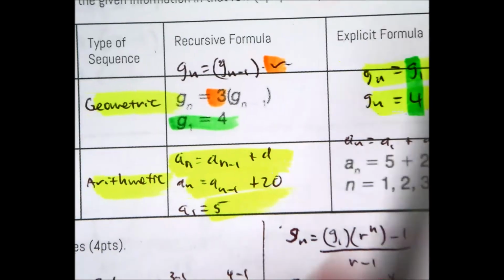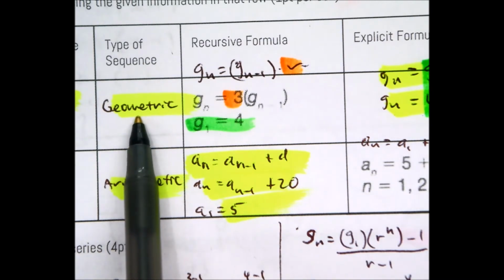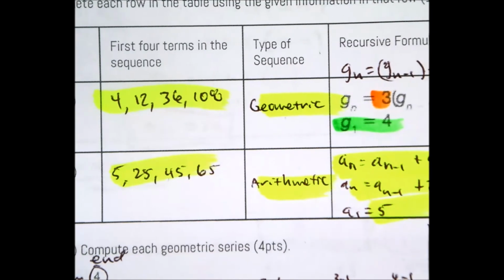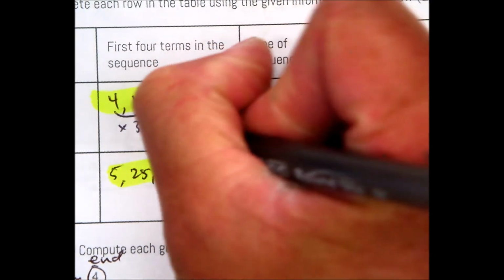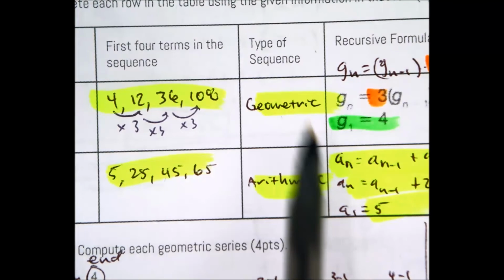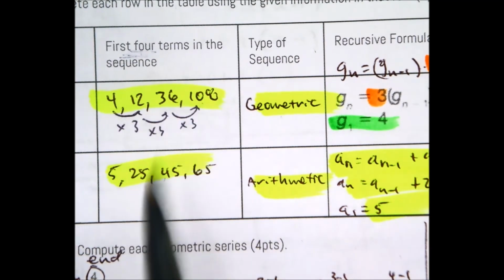Okay. Because I have a common ratio, it is geometric, and there you're just multiplying by 3. So everything in the box has to be correct in order to get 1. A couple of students missed that. That was the first 4 terms.